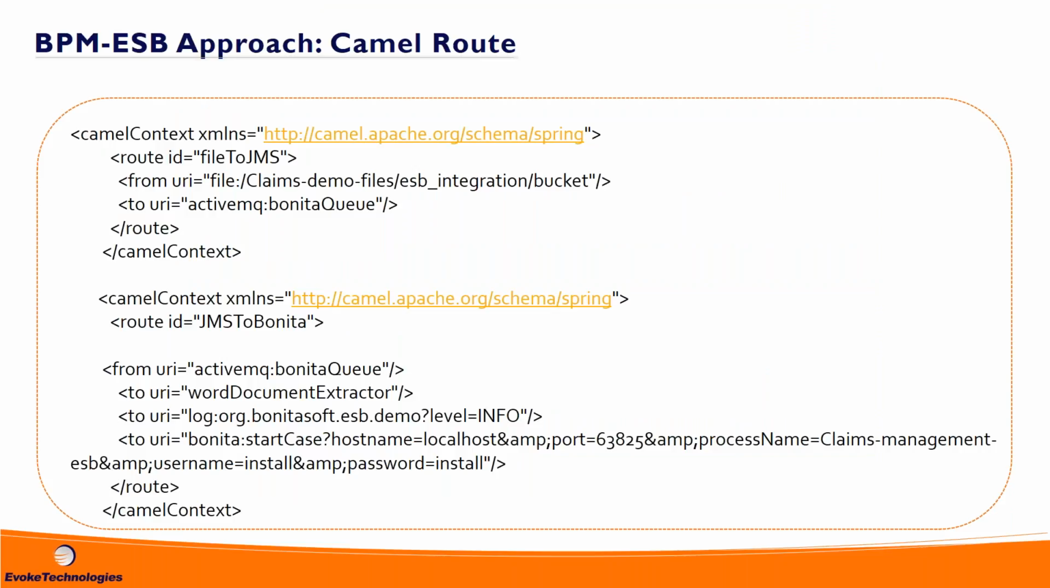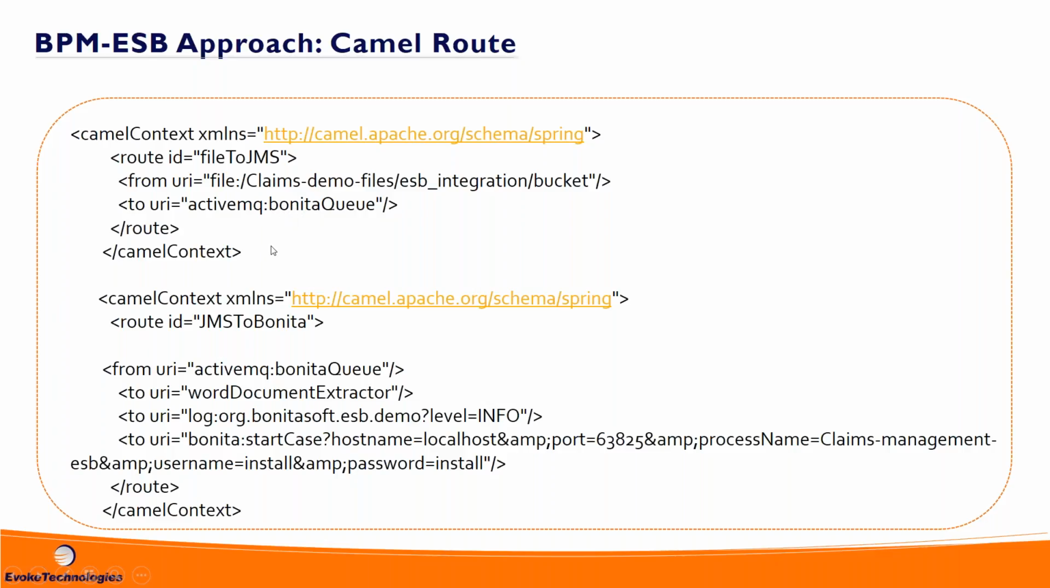And here we see sample configurations that are used for this ESB endpoint configuration and data transformations. A couple of routes have been defined here. The route that we see here is a file to JMS route. Basically, when a file is dropped in this file source location, it will be picked up by this file endpoint, which is an out-of-the-box component, converted into a message and pushed out to the ActiveMQ Bonita queue.